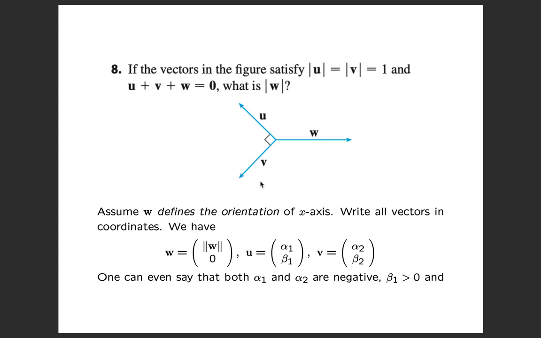In this second video, I'm going to talk about one exercise which has been assigned to you in the homework. It's exercise 8 in section 2.3. So the question is like this.